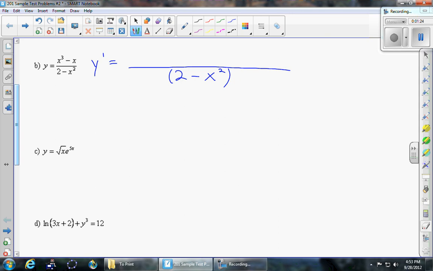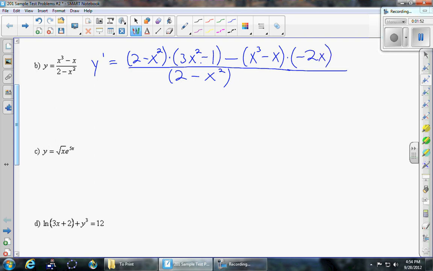And now we apply the rest of the quotient rule. It says bottom times derivative of the top. So we copy the bottom times the derivative of the top. Derivative of the top is 3x squared minus 1. Minus in the quotient rule, not a plus, it's a minus. The top, copied, times the derivative of the bottom. Derivative of the bottom is just negative 2x.